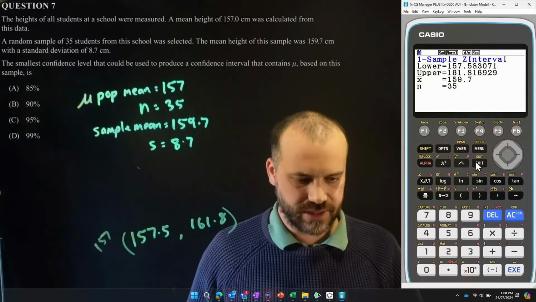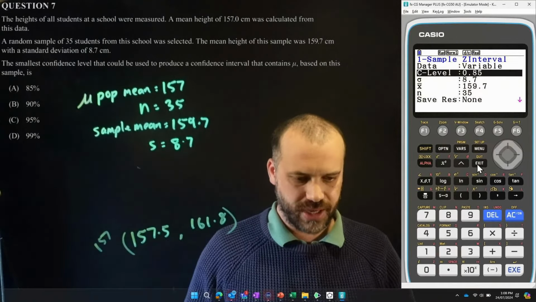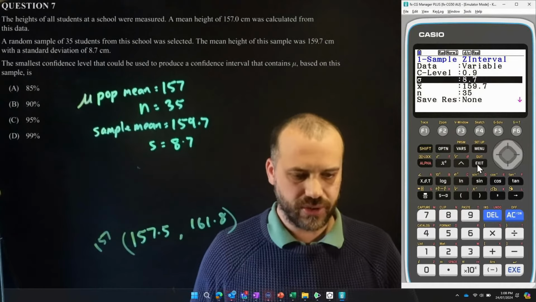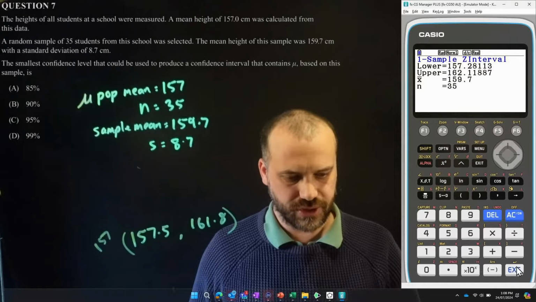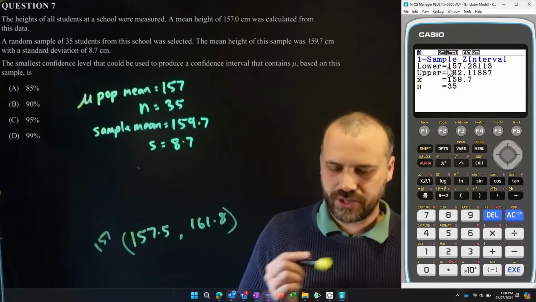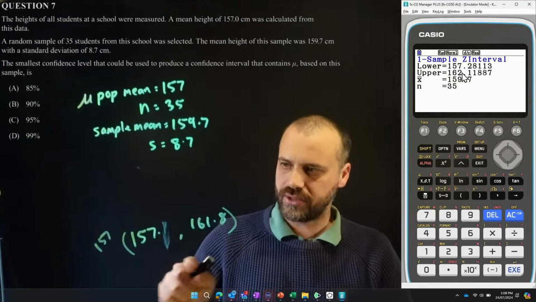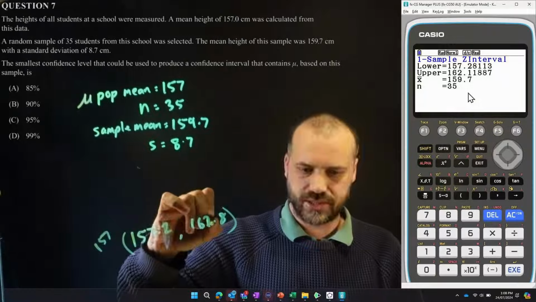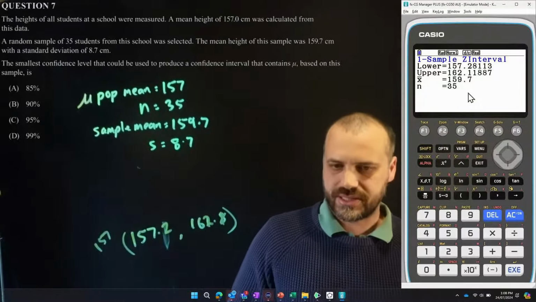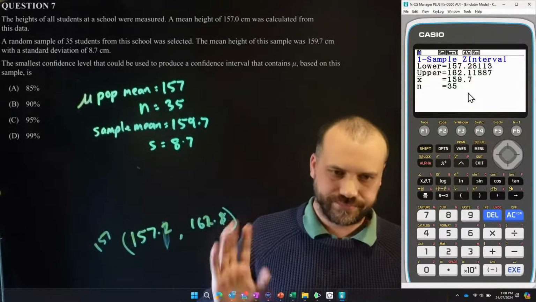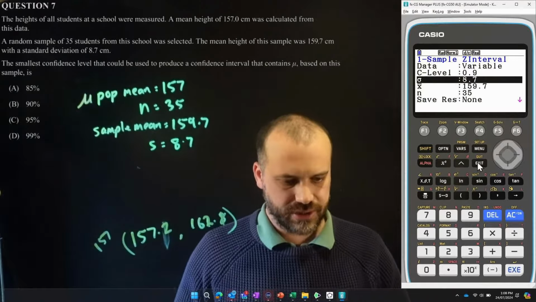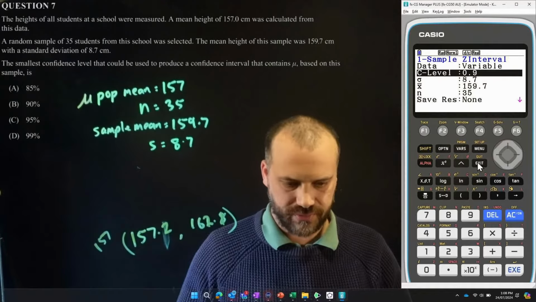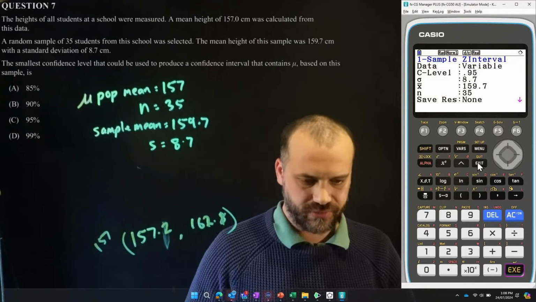And you can see how easy this is going to be because now we can go back to our confidence interval and say 0.9. How about that one? Execute. All right, and this time we get a lower of 157.2 and an upper of 162.1. Does that contain 157? No, it doesn't. Let's try another one. Confidence level of 0.95.